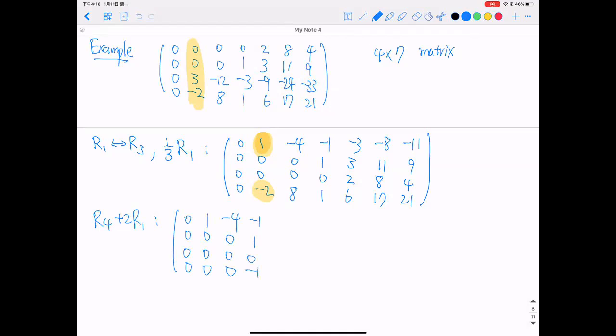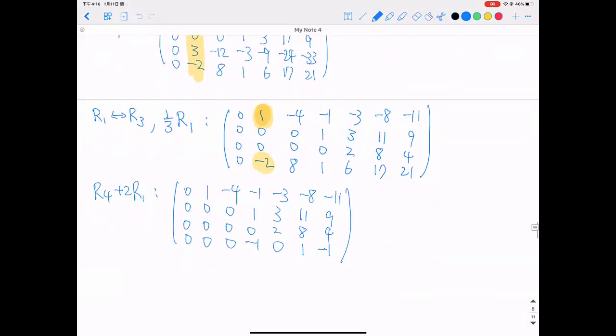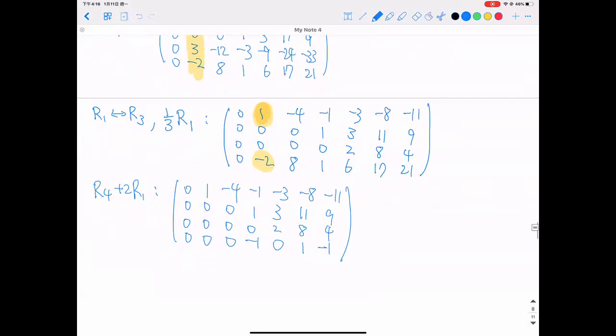Zero, minus 1, minus 3, 3, 2, 0, minus 8, 11, 8, 1, minus 11, 9, 4, 1. No, minus 1. All right. Okay, so now the first row looks good.